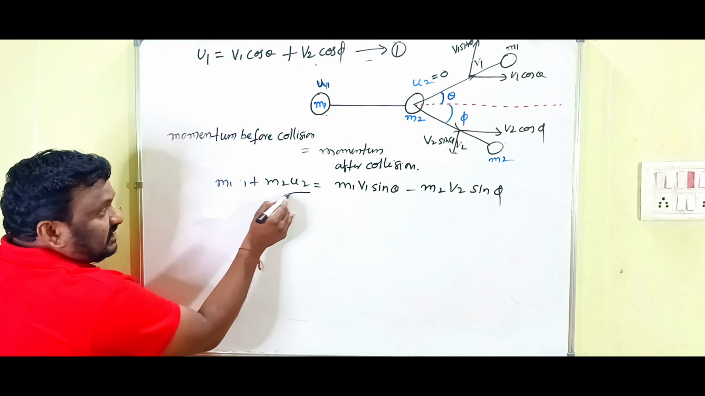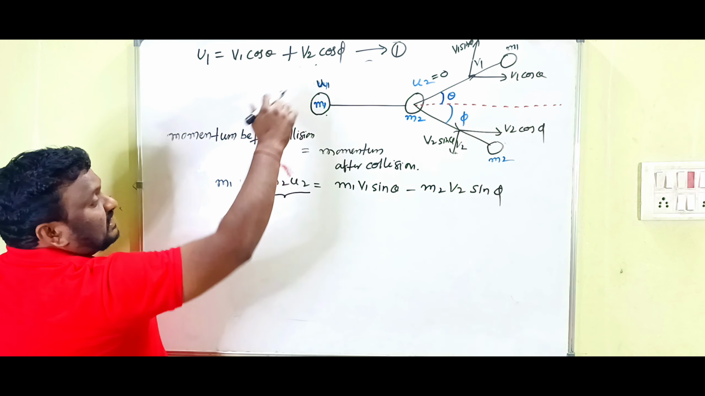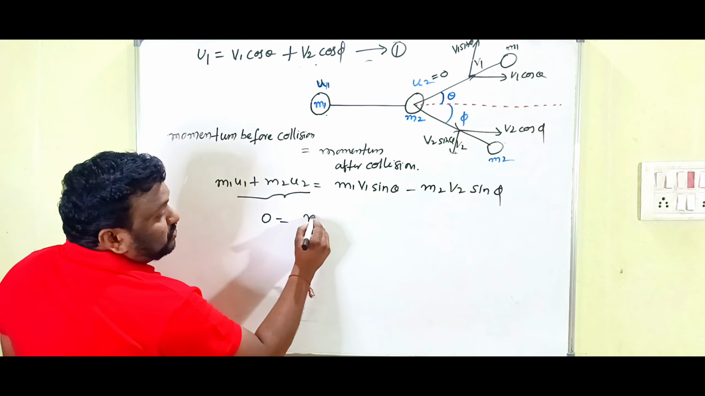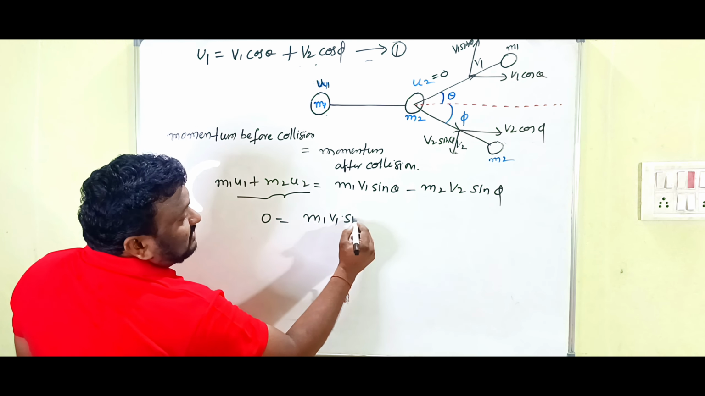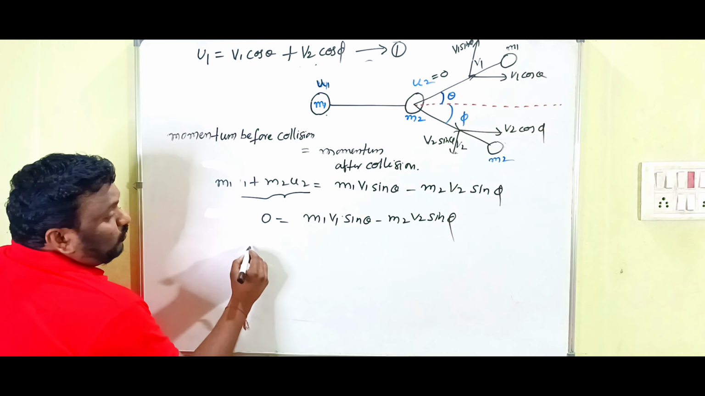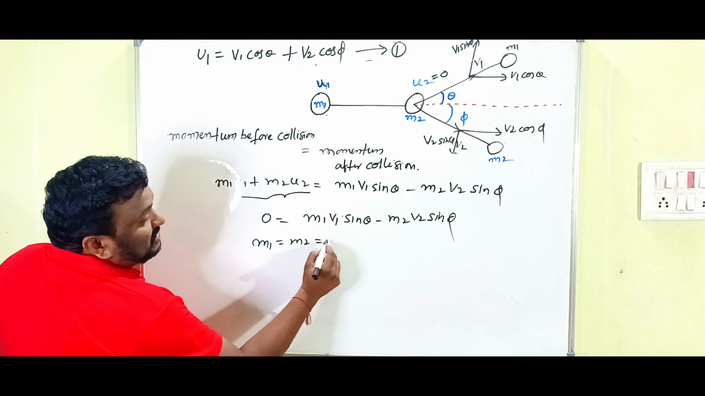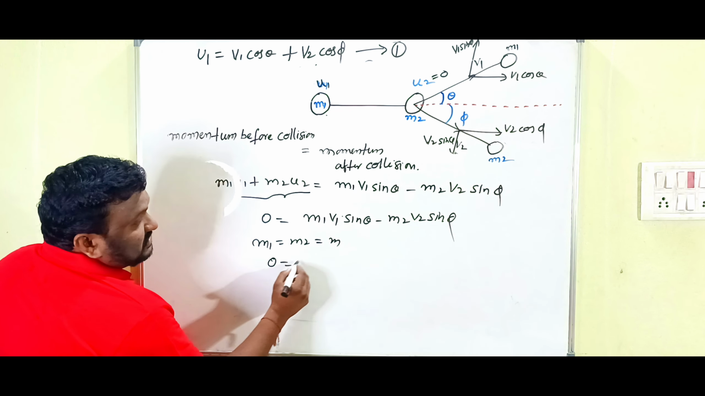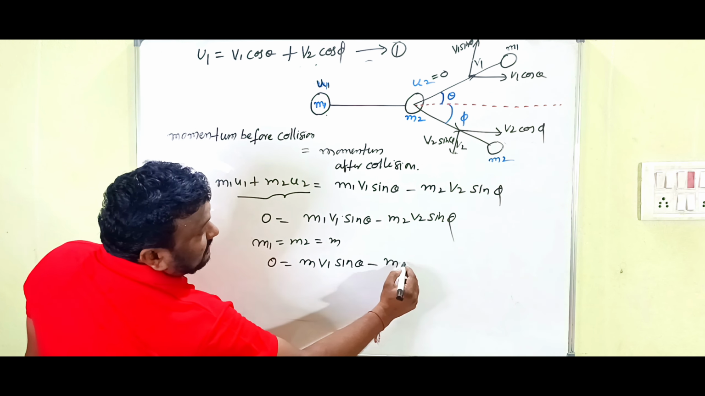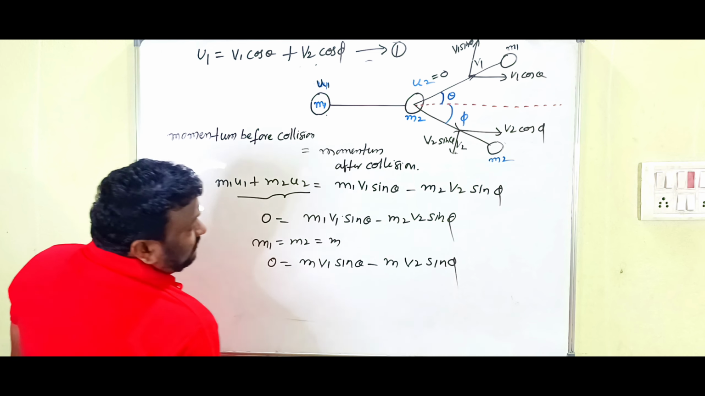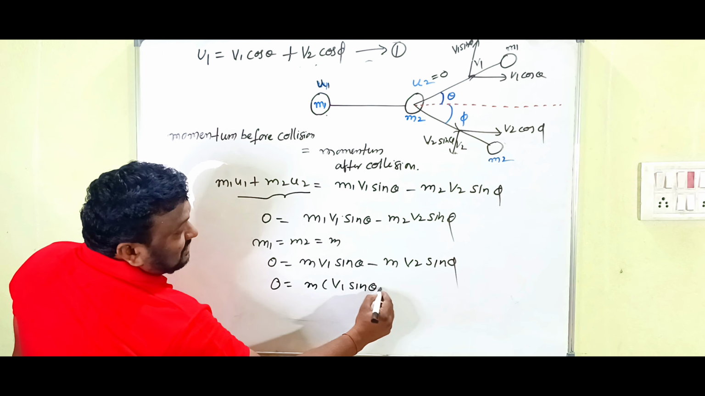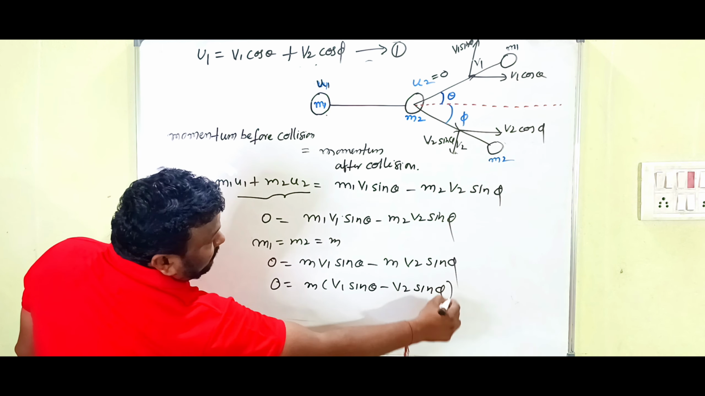Here there is no velocity with respect to the y axis. That's why this entire term becomes 0. 0 is equal to m1 v1 sin theta minus m2 v2 sin pi. Already we have taken m1 is equal to m2 is equal to m, children. Therefore 0 is equal to m v1 sin theta minus m v2 sin pi. m is common, so m of v1 sin theta minus v2 sin pi, children.